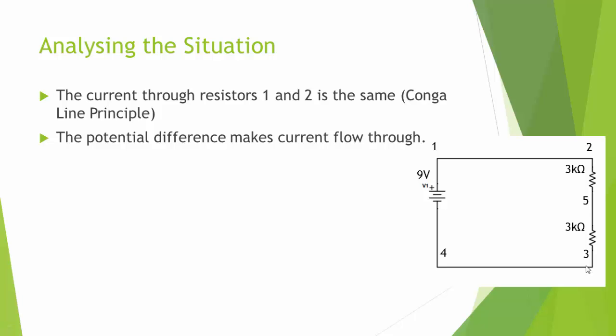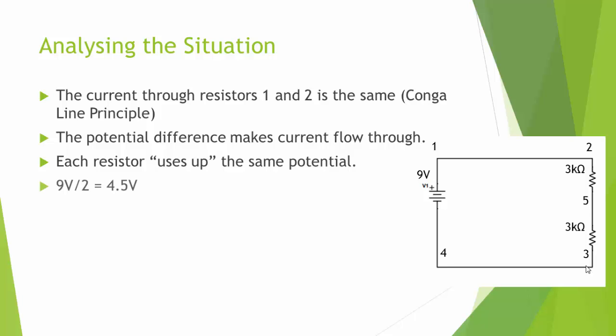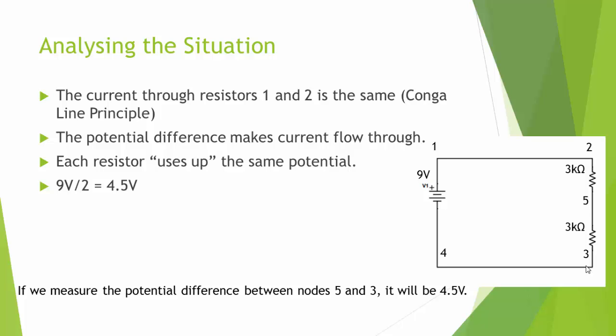And if we know the current, we know the potential difference, right? And because they're equal, and because the resistances are equal, well, guess what? Ohm's law says that they're going to have the same potential difference between them. In other words, each one of those resistors, having equal current and equal resistance, uses up half of the potential that is used up overall. And so we can simply divide by 2 and get 4.5 volts.